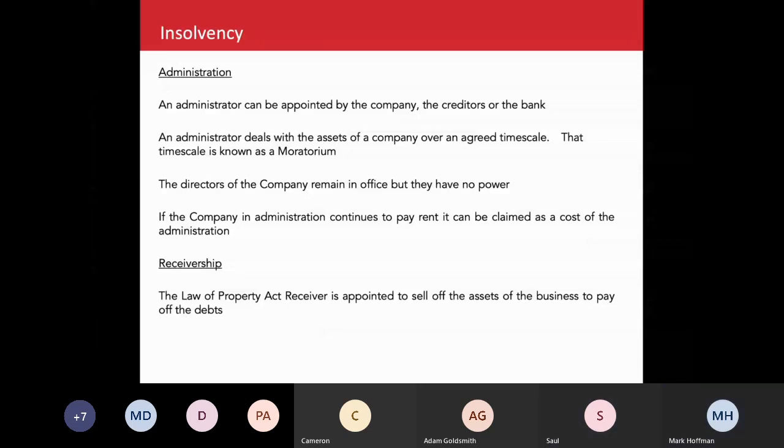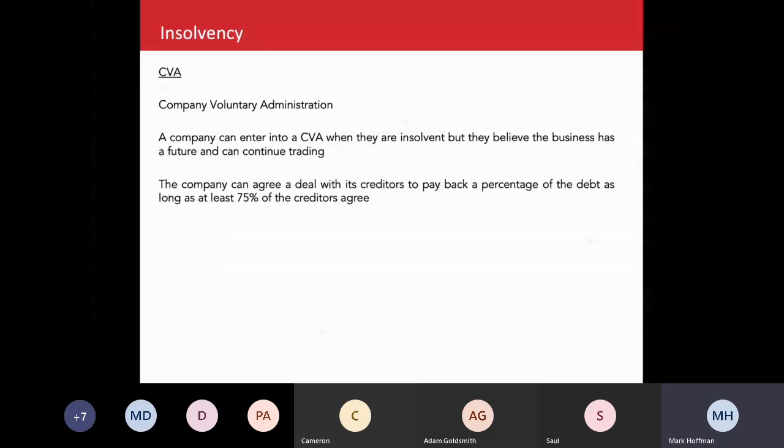Receivership. Under the Law of Property Act, a receiver is appointed to sell off the assets of the business to pay off the debts. And then finally, the CVA, the Company Voluntary Arrangement. A company can enter into a CVA when they're insolvent, but they believe the business has a future and can continue trading. The company can agree a deal with its creditors to pay back a percentage of the debt, as long as at least 75% of the creditors agree.